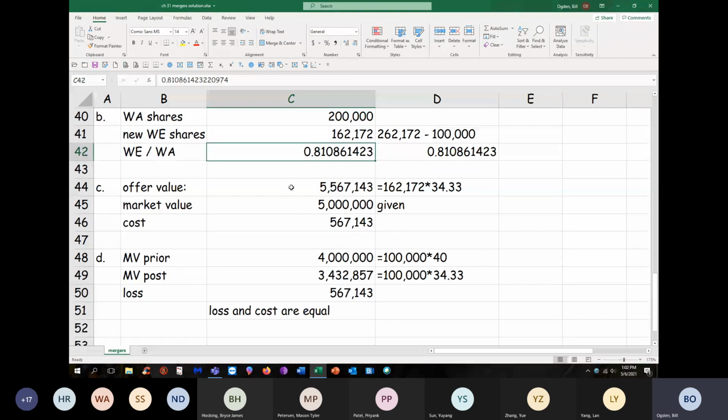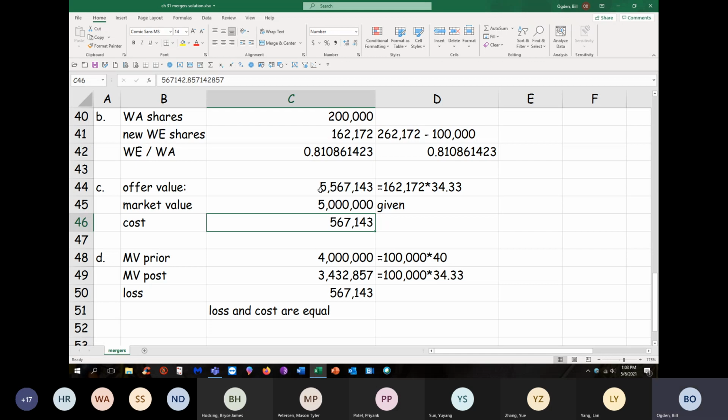All right, so what's the value of the offer? So WA will be receiving 162,172 shares, which should value at $34.33, making the value of the offer $5,567,143. Prior to the merger, their value was $5 million. So they should see a gain of $567,143. So that's basically the cost of the merger.